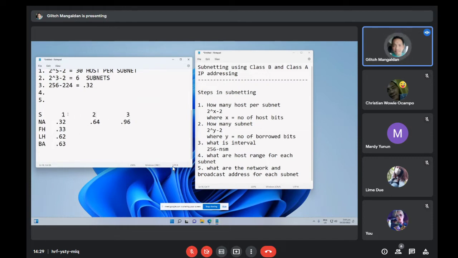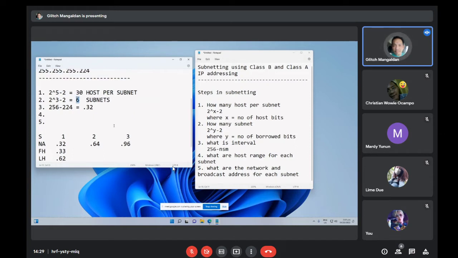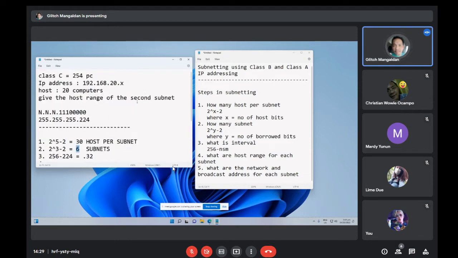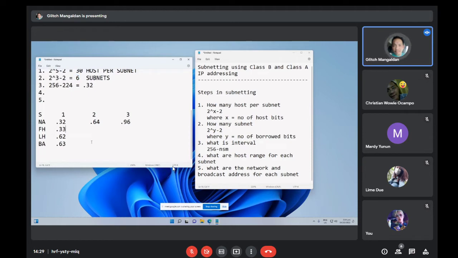So according to the computation, you can compute up to 6 subnets. Okay, but we don't need to get all 6, because only up to the second subnet is being asked. So, what comes next here? What is the broadcast address? Dot 95. First host? Dot 65. Last host? Dot 94.